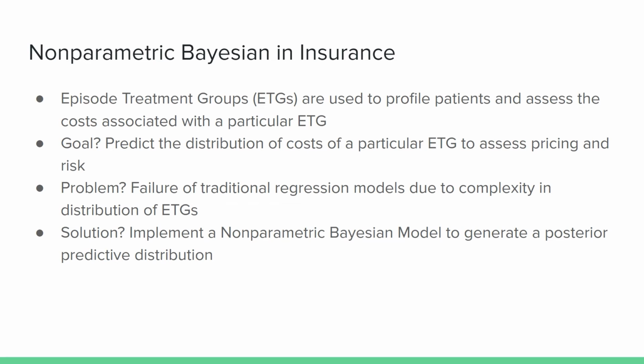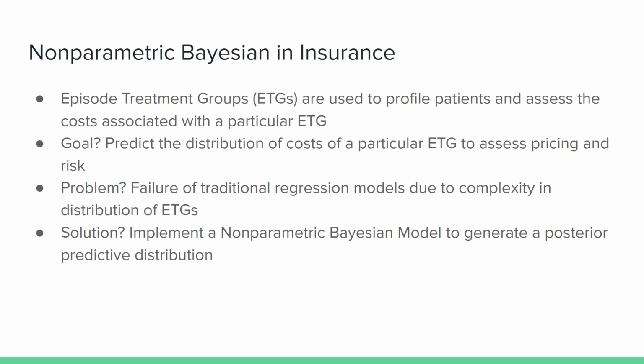Nonparametric Bayesian finds its applicability in a variety of fields. When someone has a condition that requires medical treatment, health insurance companies are interested in assessing the risks and pricing of that particular condition. Episode treatment groups, or ETGs, are used to categorize these policyholders. Insurance companies would like to know the distribution of costs associated with an ETG given certain conditions about the policyholder. For example, what are the typical costs of treatment for a 50-year-old male with diabetes?